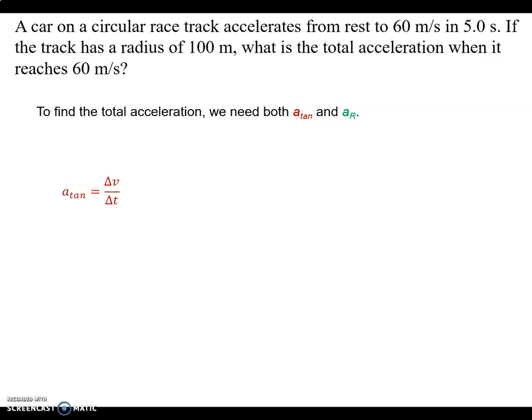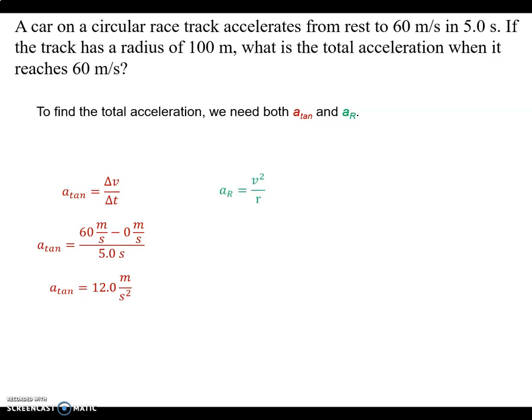Remember that tangential acceleration is defined as change in velocity over change in time, talking about speed. The change in velocity, we went from 0 to 60, and the time was 5 seconds. So we get 60 minus 0 over 5, which comes out to 12 meters per second squared. That's our tangential acceleration.